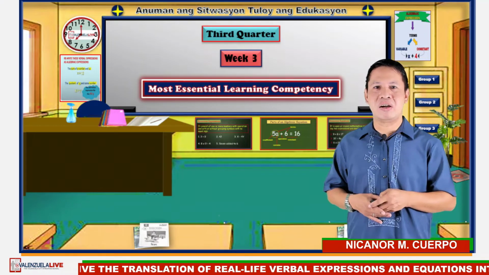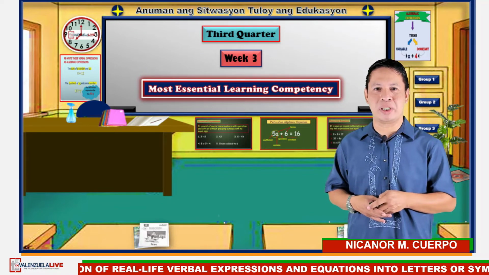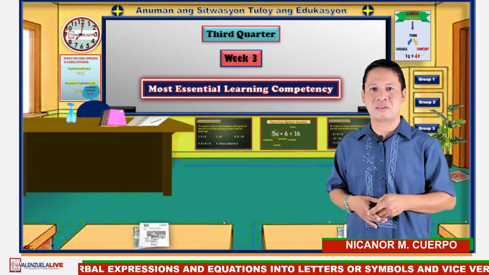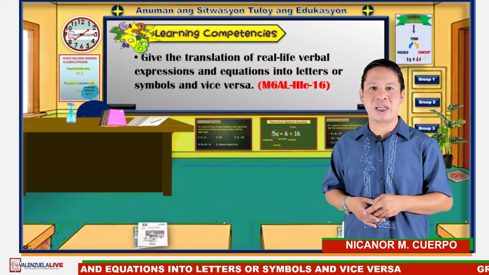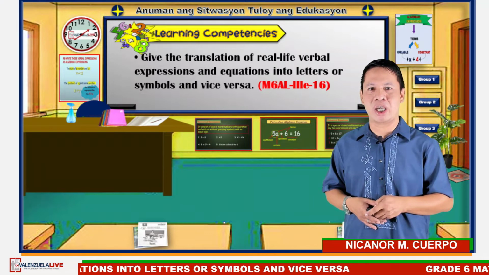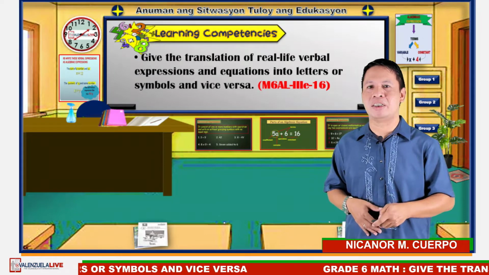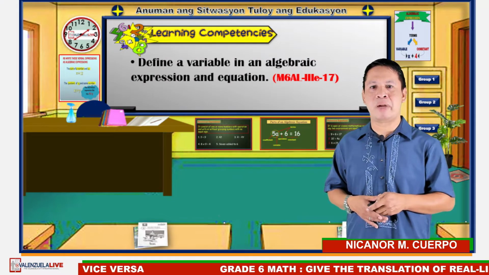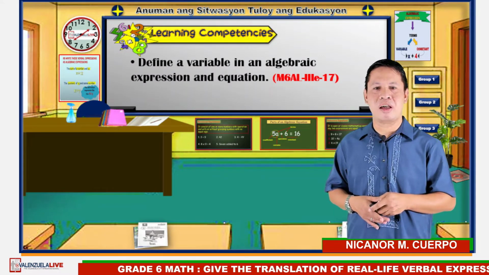We are still on the third quarter, week 3 of the most essential learning competencies. For today's lessons, you are going to first, give the translation of real-life verbal expressions and equations into letters or symbols and vice versa. Second, define a variable in an algebraic expression and equation. Are you ready? Let's begin.